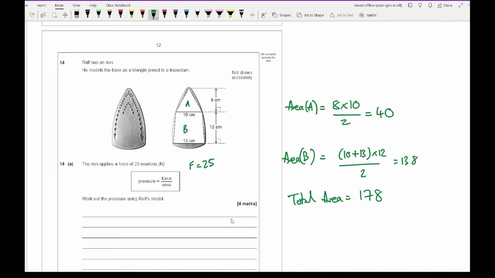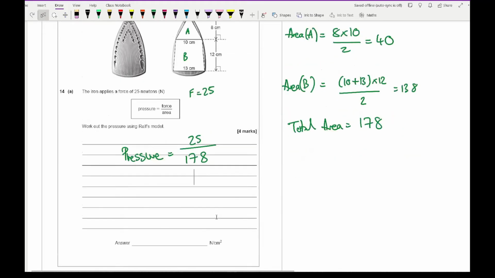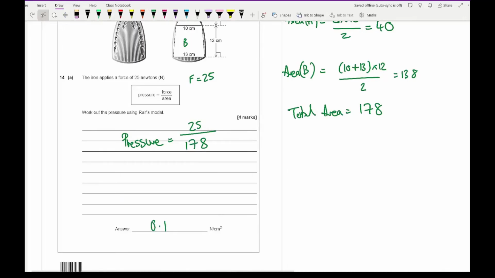Now to work out the pressure, it's going to be 25 over 178, which then gives me an answer of 0.14. And then obviously in terms of any rounding, I've rounded to 2 decimal places.